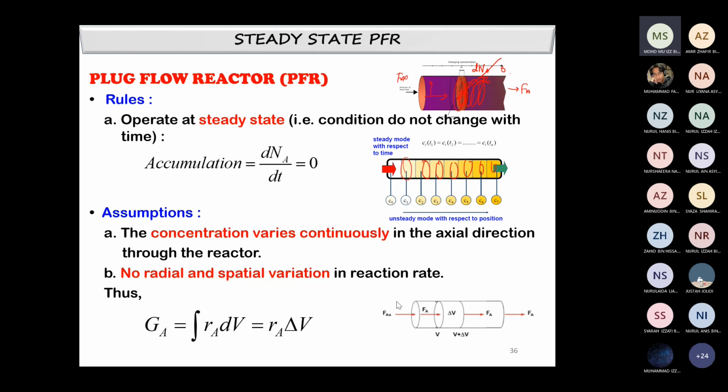So this is FA0. Masuk, so dia akan ada change in the volume. That's why kita boleh integrate dia. Sebab setiap value of A kat setiap point ni, dia akan berbeza volume. So this one kita boleh juga bagi tahu is equal to rA change of V. So ni lah equation dia. Axial ni maksud dia ni longitudinal.